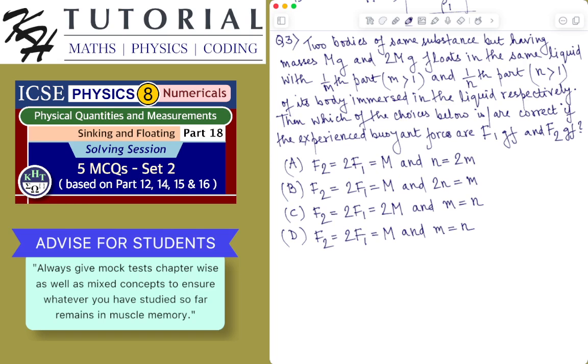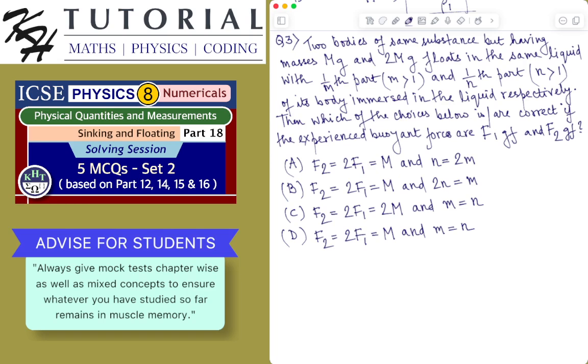There are two bodies of the same substance, meaning the two bodies have the same density, but one has mass m gram and the other has twice the mass, that is 2m gram, and they are floating in the same liquid. Okay, and in the first case 1 by mth part is immersed, and in the second case 1 by nth part is immersed.